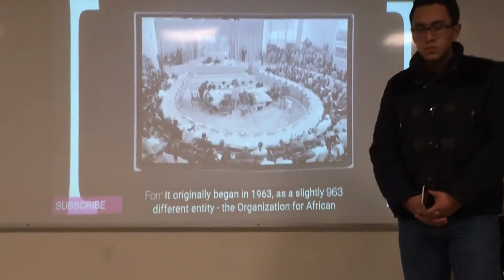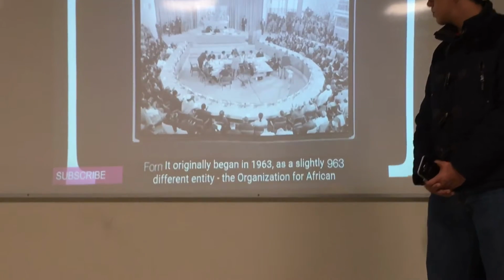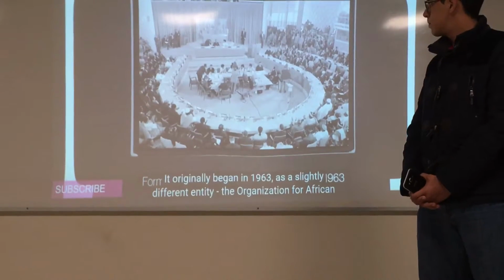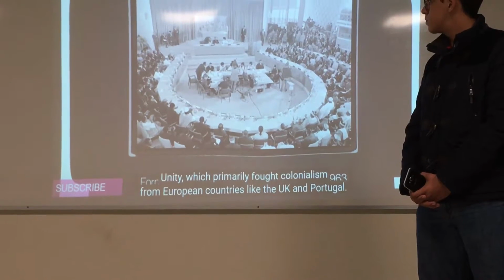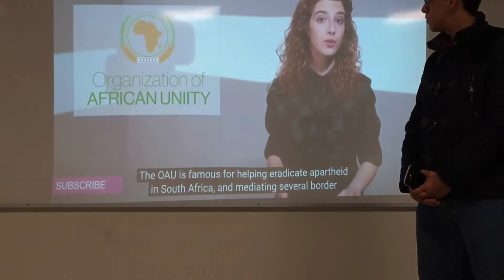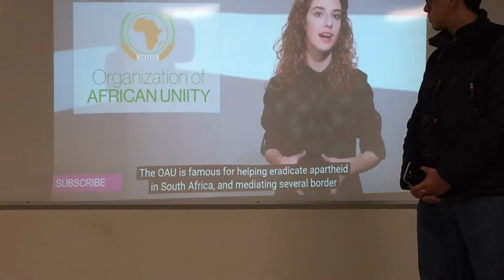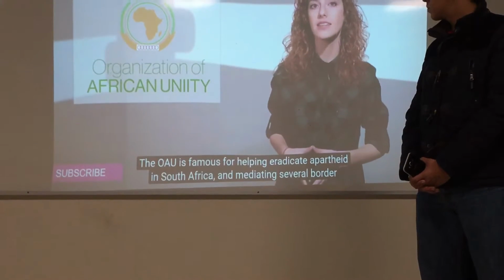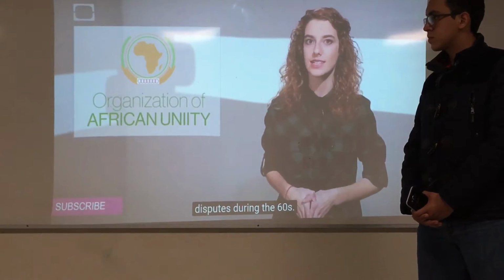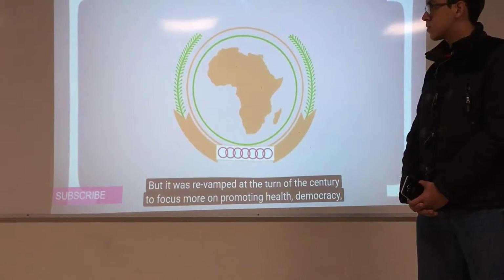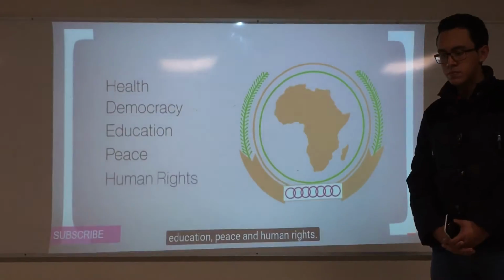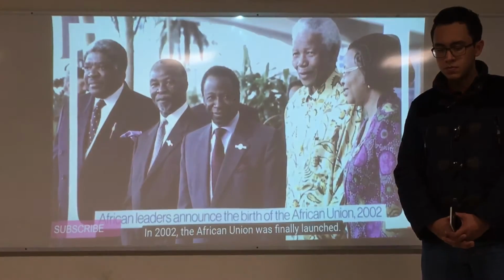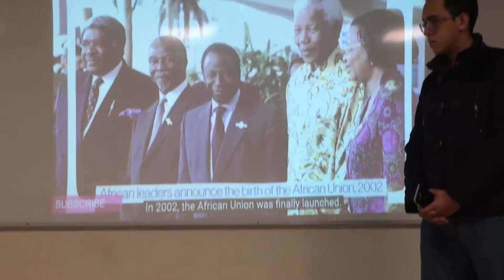It originally began in 1963 as a slightly different entity, the Organization for African Unity, which primarily fought colonialism from European countries like the UK and Portugal. The OAU is famous for helping eradicate apartheid in South Africa and mediating several border disputes during the 60s. But it was revamped at the turn of the century to focus more on promoting health, democracy, education, peace, and human rights. In 2002, the African Union was finally launched.